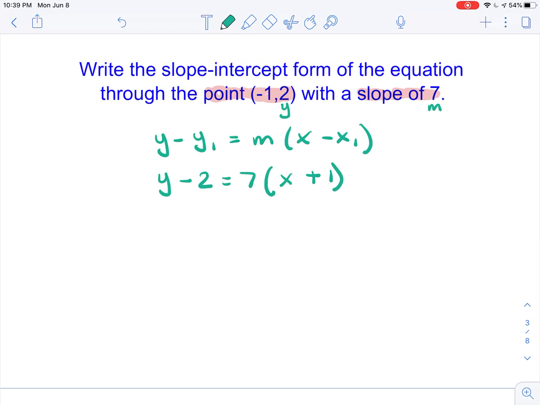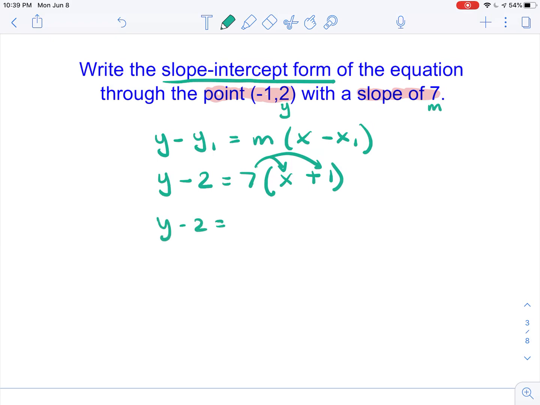And this x stays, and I have minus a negative 1, which actually turns to a positive 1. Okay, so this is the equation of the line in point-slope format, but it does ask for slope-intercept form, which means we need to put it into y equals mx plus b.